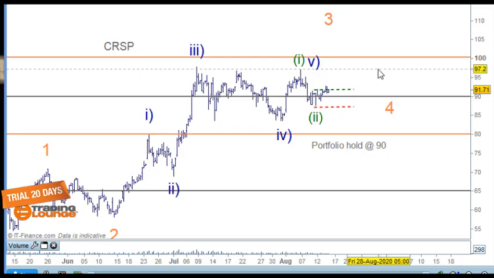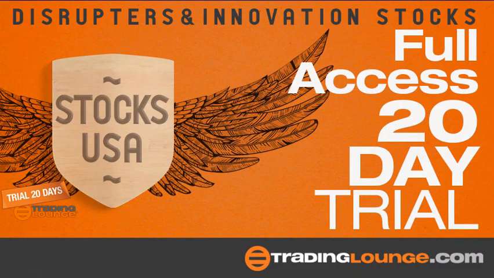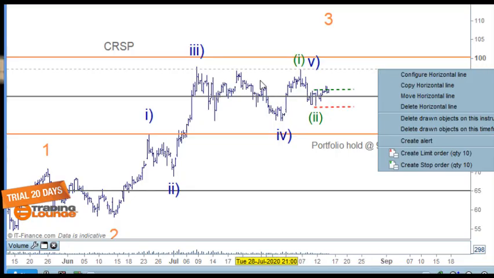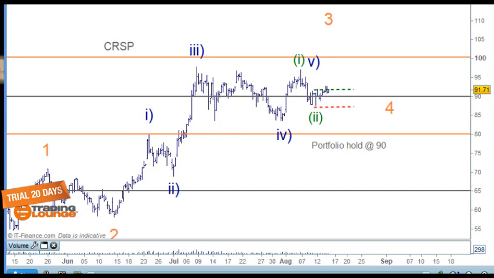I mean, these are just spikes, but that's a bit of a spike. But anyway, we'll see. But this is corrective here, so that means we should take out this high here. So we haven't made a new high above here just yet. So that's what I'm looking at.